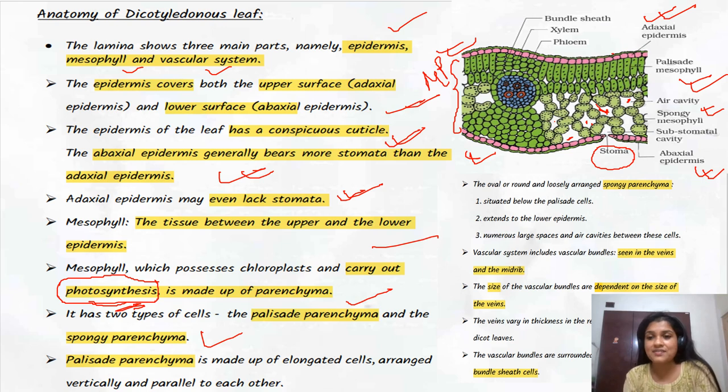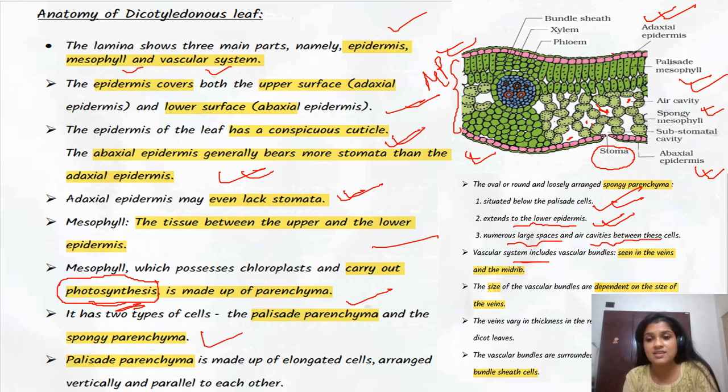Okay, so what are the few characteristics? The spongy ones are situated just below the palisade cells. They extend to the lower epidermis. They have numerous large spaces and air cavities.